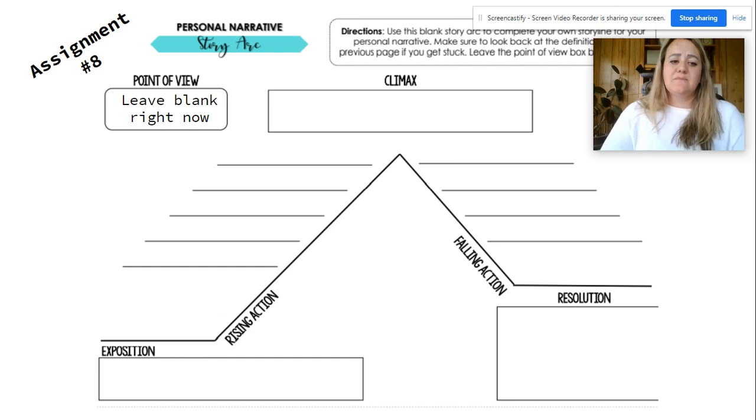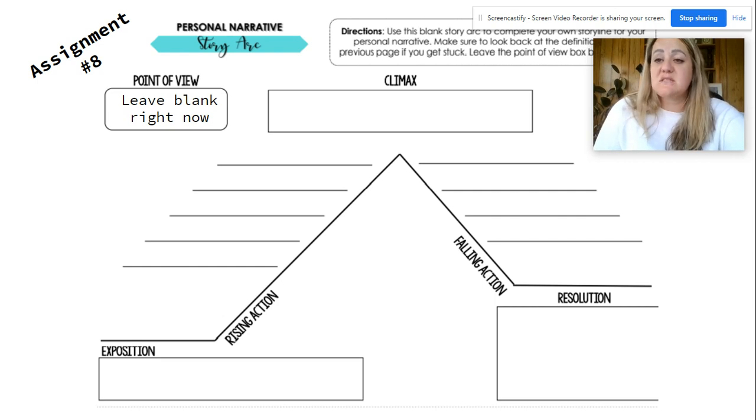You can see that we have that little triangle there. I've got a couple boxes, a few lines to help you as you go with this. You'll notice that there is a box up at the top that says point of view. You're just going to leave that blank for right now because that is a box for another lesson. We're not doing that right now. But this is assignment number 8, so you'll need to create your own story arc.